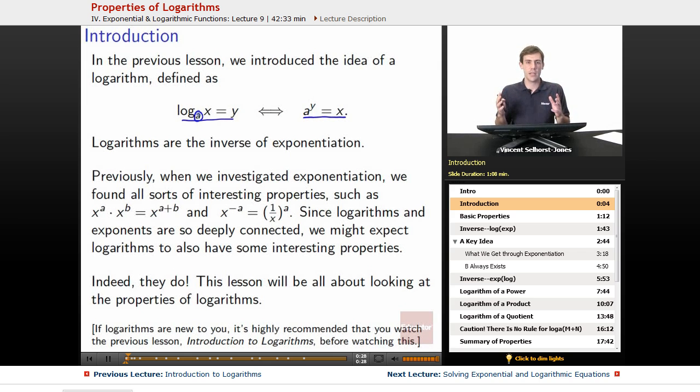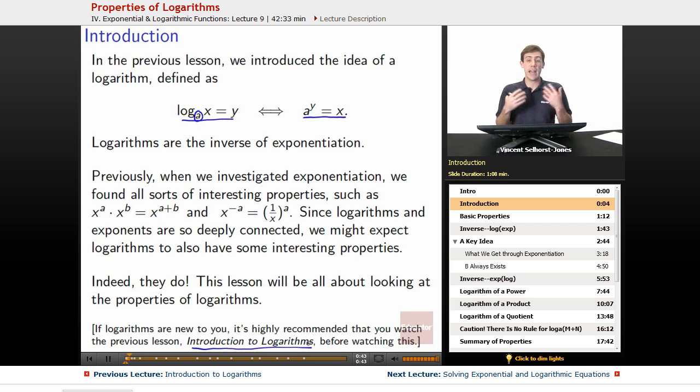It's a little bit of a complex idea the first time we talk about it, so the previous lesson's really useful. If you haven't already watched the previous lesson, Introduction to Logarithms, I'd really recommend you watch it because that will get you a grounding in how these things work. It will really explain things if it's confusing here.